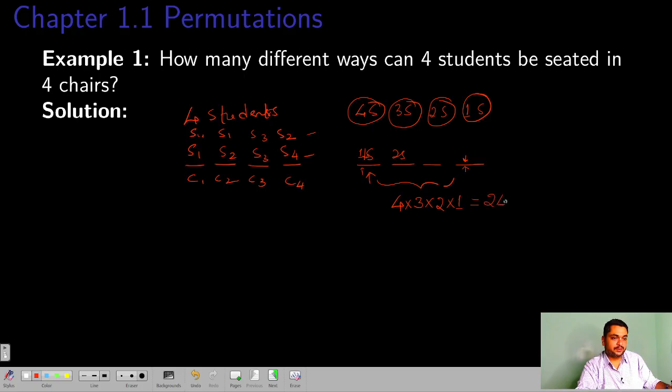So this is nothing but 24, or you can say 4 students placed in 4 chairs, 4P4. That is 4 factorial divided by (4 minus 4) factorial. This is equal to 24 divided by 0 factorial, and you remember that 0 factorial is nothing but 1. The answer is 24.